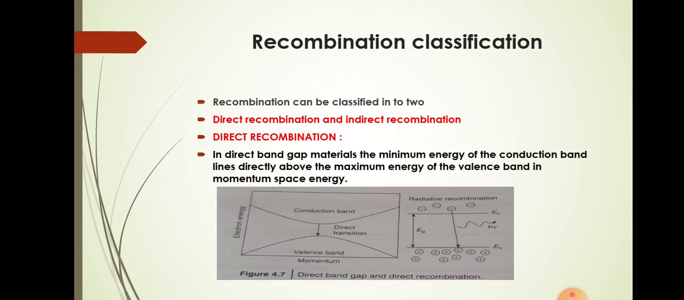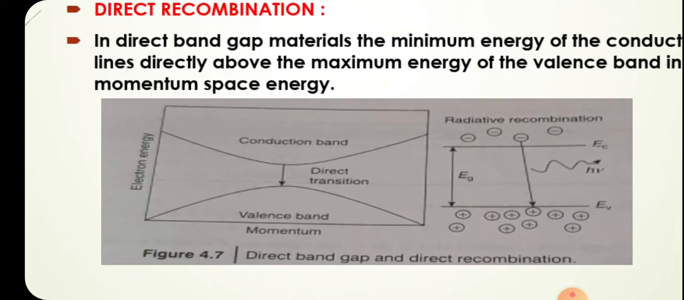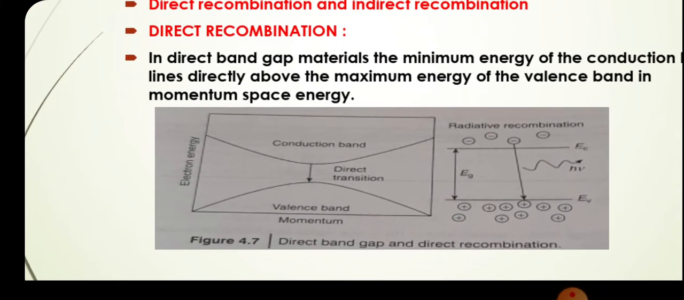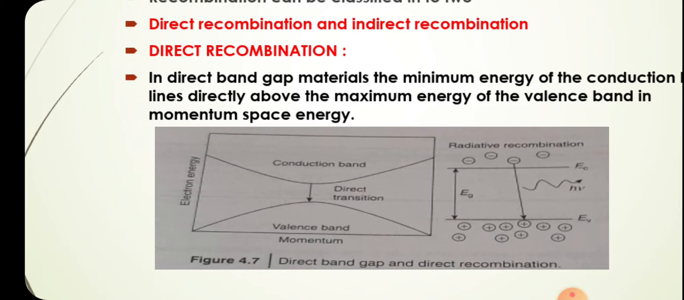And next we know that recombination takes place in the case of an LED. Once a p-n junction emits light, there will be recombination of holes and electrons, and this recombination can be classified into two. The first one is direct recombination, and the second one is indirect recombination. First we will see what direct recombination is. For explaining direct recombination, here there is a diagram relating the electron energy and the momentum of the electrons in the valence band and the conduction band.